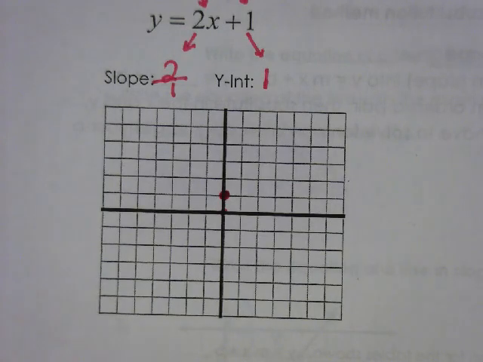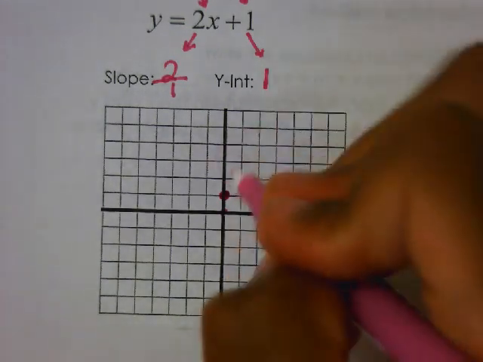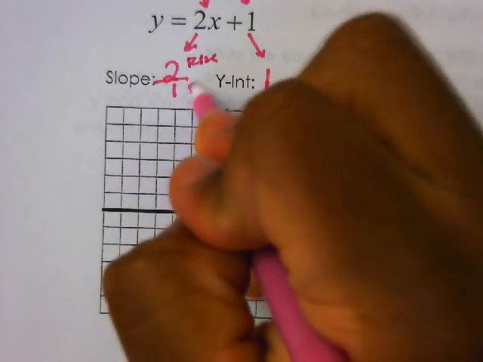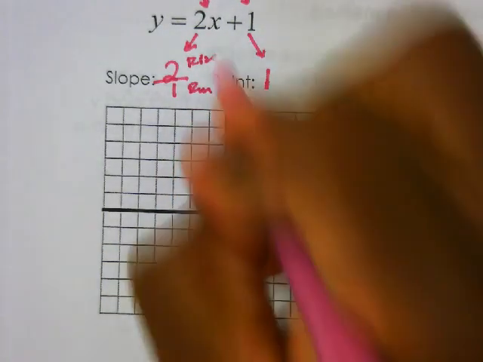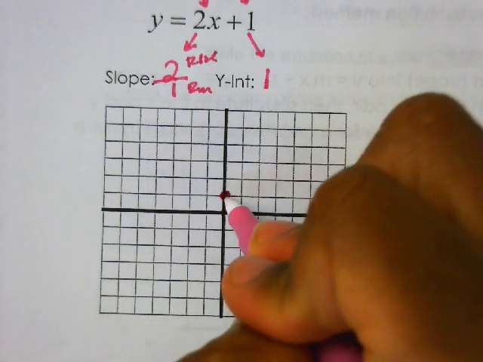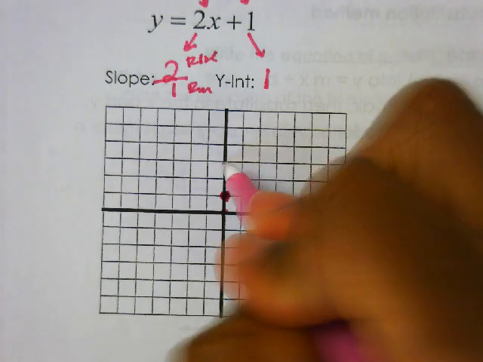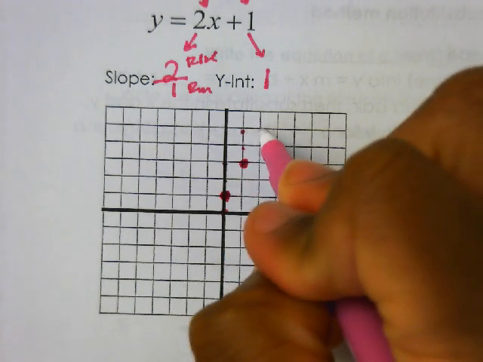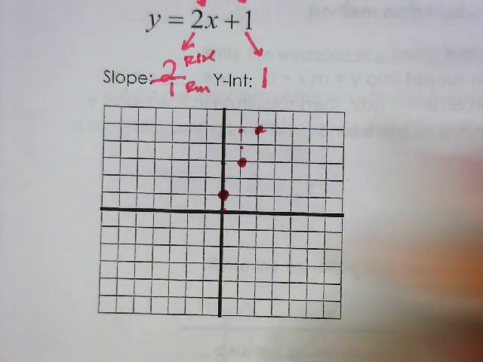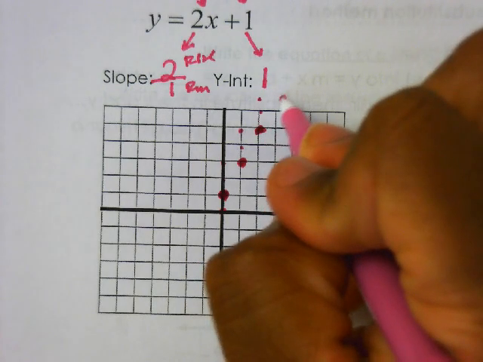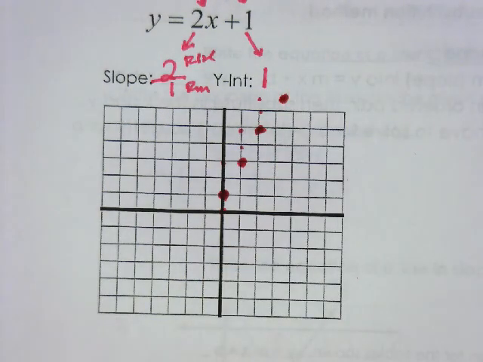Now when I'm graphing this line, I'm going to use the slope. This is rise, and this is run. So it's rise 2, run 1. So I'm going to use this point. I'm going to rise 1, 2. I'm going to run once. Rise 1, 2, run once. It's kind of off the graph, but you get the picture.